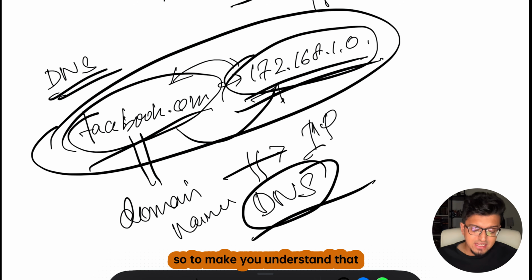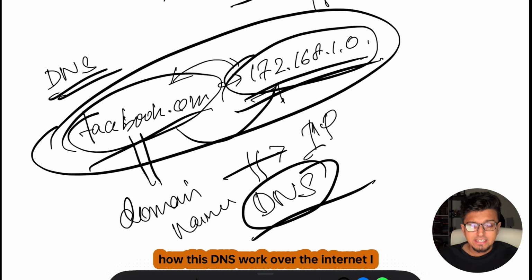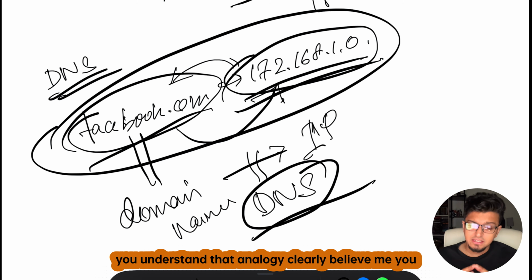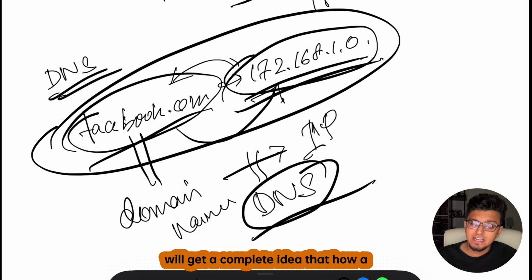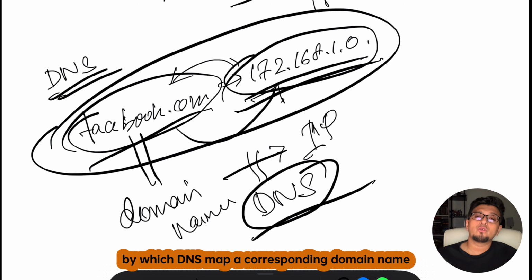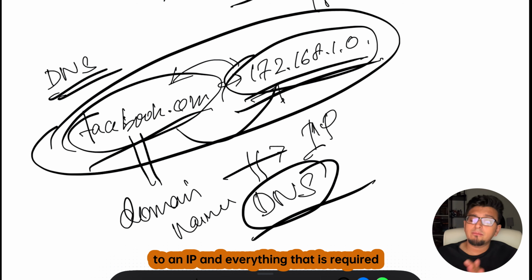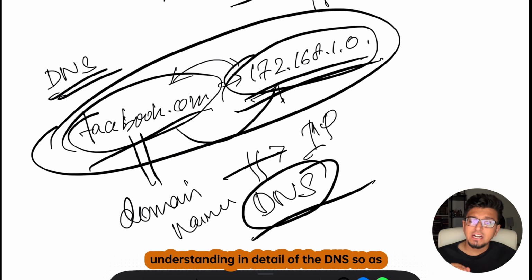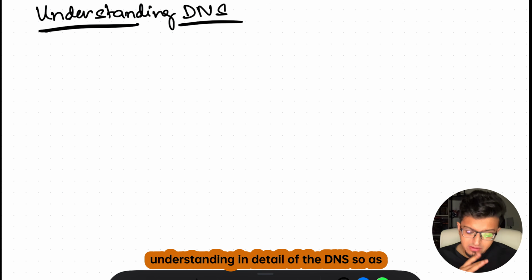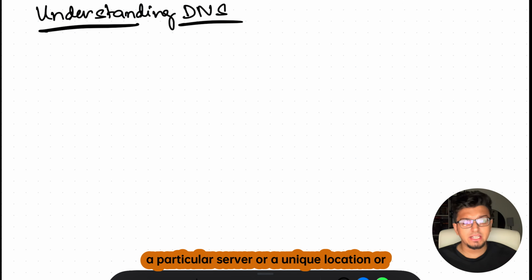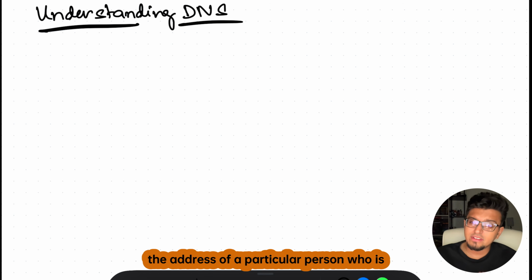To make you understand how DNS works over the internet, I will give you a simple analogy. And if you understand that analogy clearly, believe me, you will get a complete idea of how a DNS internally works, what is the resolution technique by which DNS maps a corresponding domain name to an IP, and everything that is required to clear any interview. So let's start with understanding DNS in detail. As I was telling you, the purpose of DNS is to get the IP address of a particular server, like the address of a particular person who is living in this world.